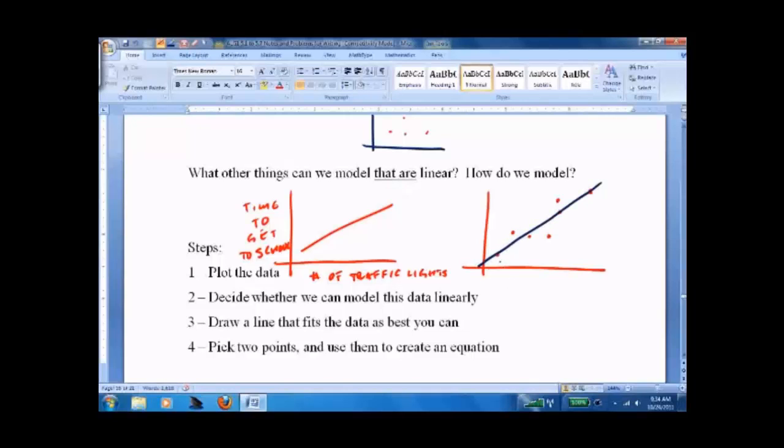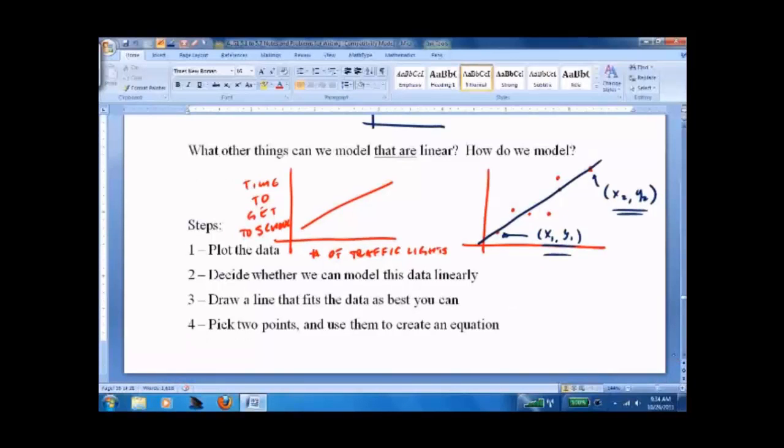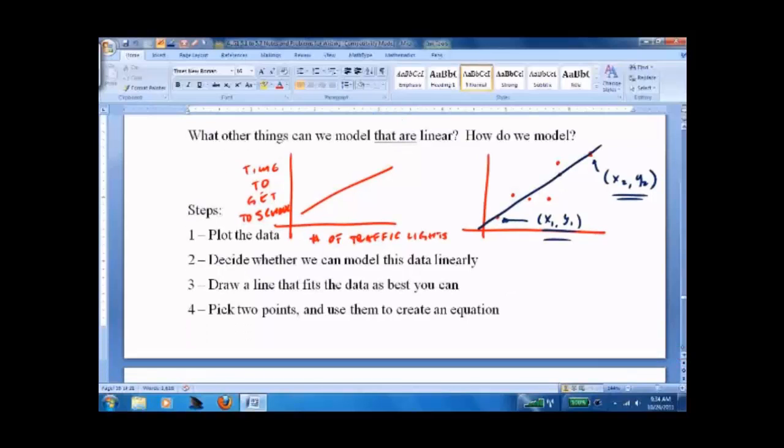Then we look and we say, okay, what 2 points did we hit? Well, here's one here, and here's one here. Now that we have 2 points, we can go ahead and create an equation. We've already practiced that a lot. Let's do a real example.